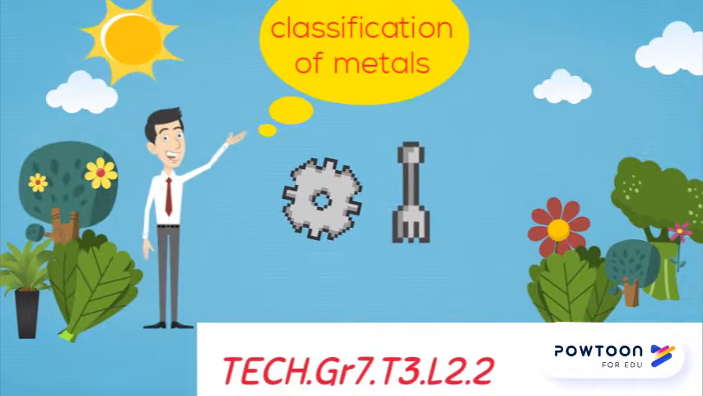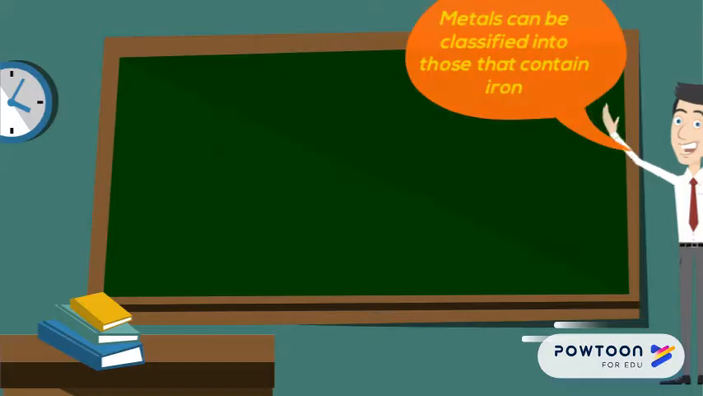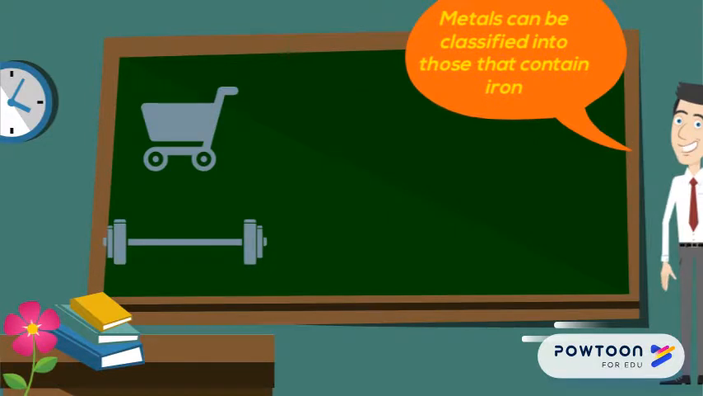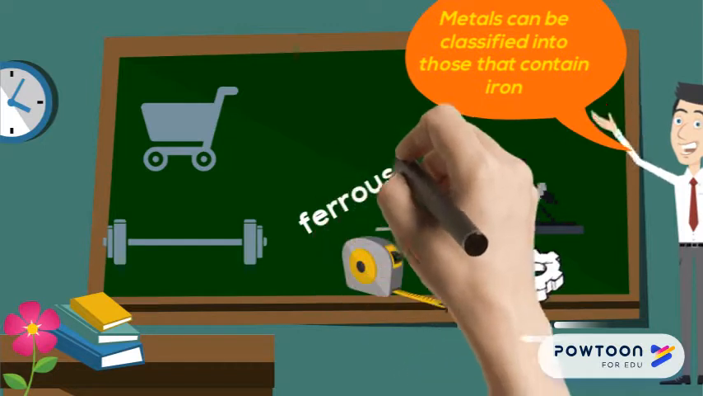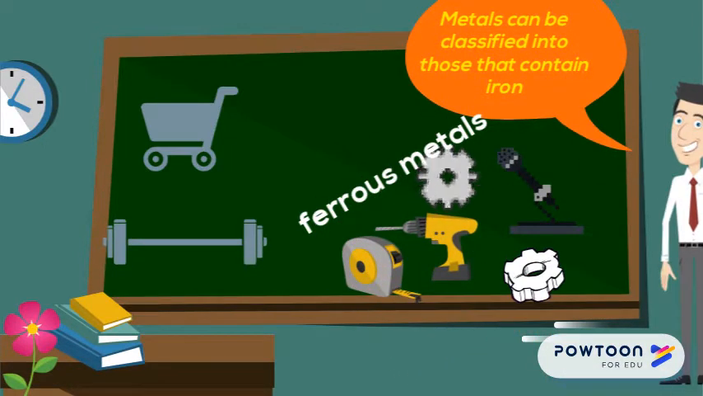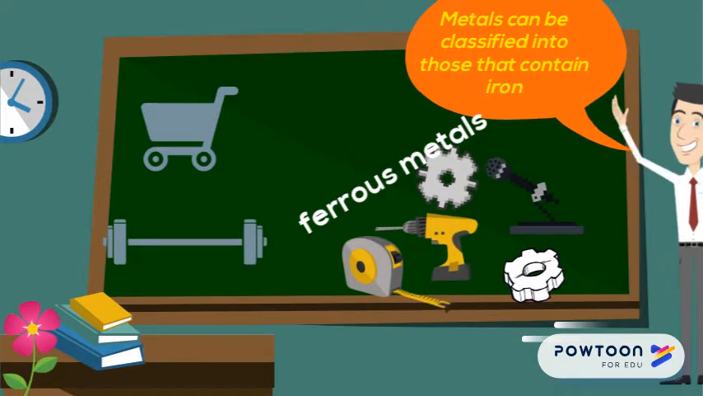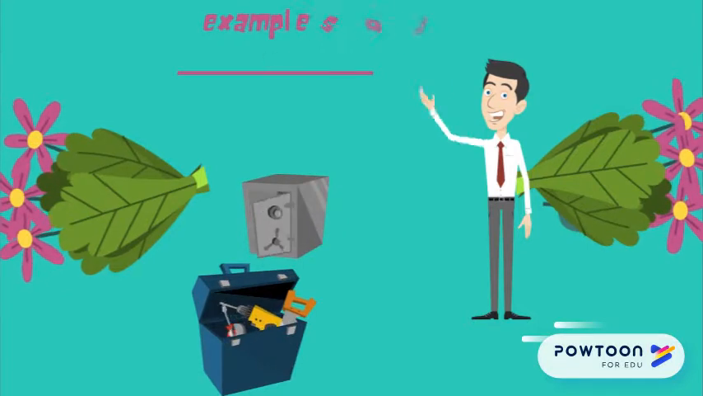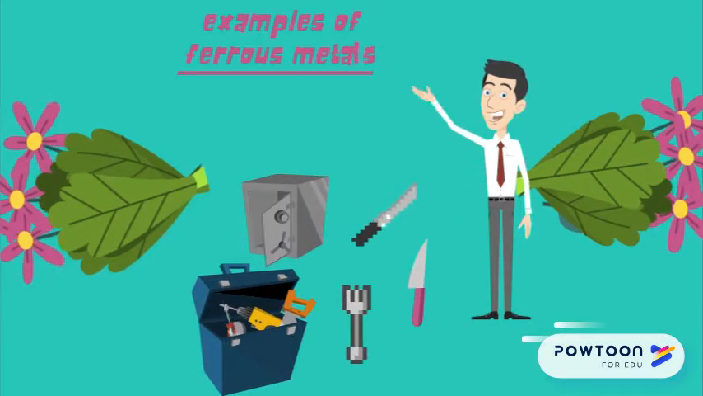Let's discuss the classification of metals. Metals can be classified into those that contain iron and those that don't. Metals that contain iron are called ferrous metals and are magnetic. Some are more magnetic than others because of their iron content. Ferrous metals corrode or rust easily. Examples of these metals include carbon steel, alloy steel, tool steel, mild steel, and wrought steel.